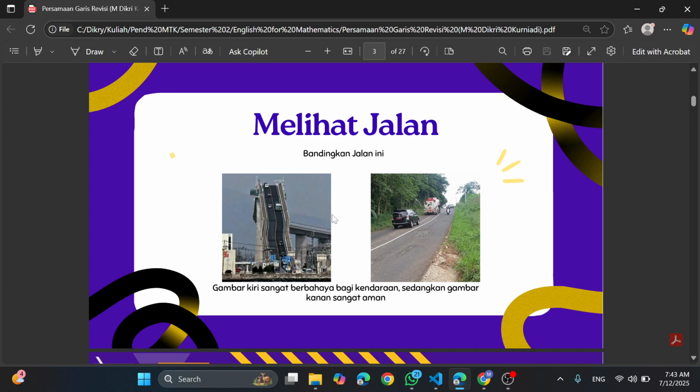Look at this road. The image on the left is very dangerous for vehicles, while the image on the right is very safe.